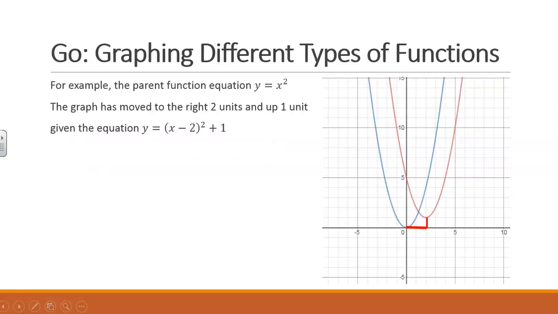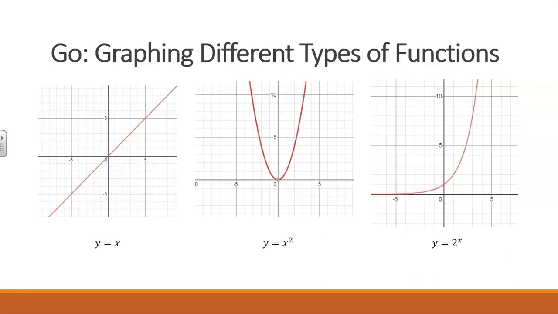For example, in the equation y equals the quantity x minus 2 squared plus 1, the parent graph y equals x squared has been shifted 2 units to the right and 1 unit up. Refer to the following parent functions and graph the transformations in these Go problems.